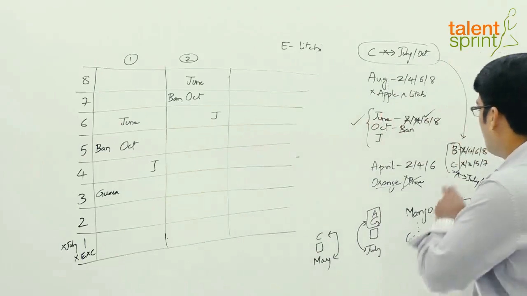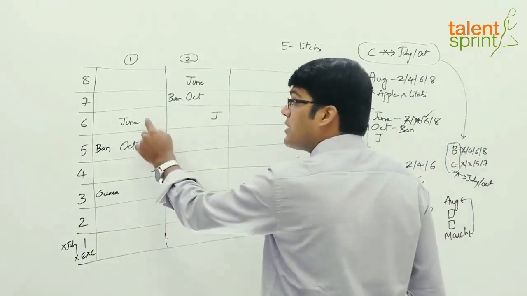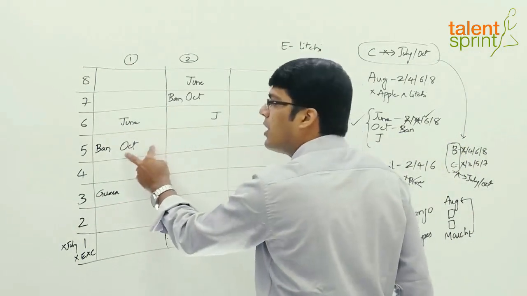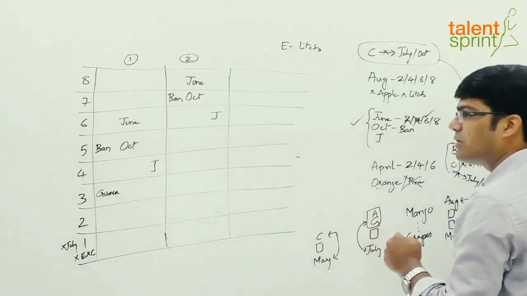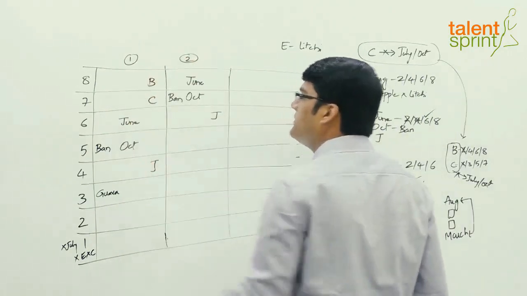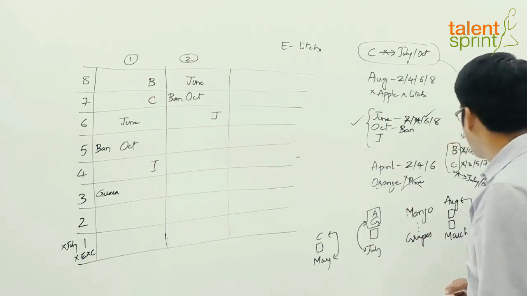Are you able to follow? B can be 4, 6, 8. 4 is not possible because J is already seated here. 6 is not possible because if you take B on 6th floor, C would come on 5th floor. And then it will go along with October. But we know that C does not go for October. So the only choice according to case 1 is B has to come on 8th floor. C will come on 7th floor. Right? Let us try out in case 2.